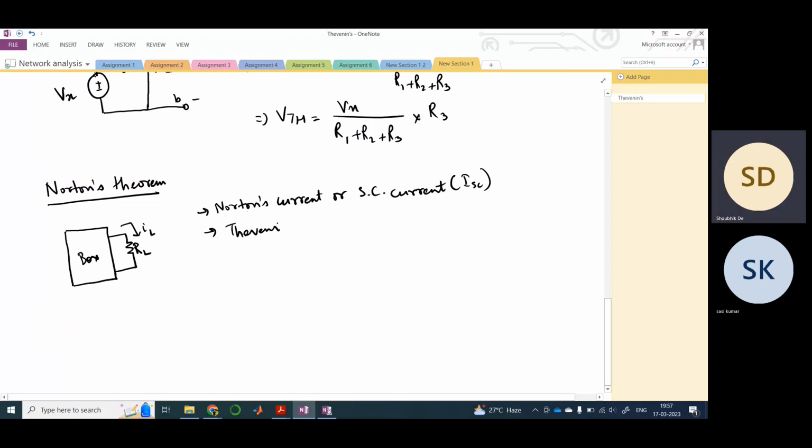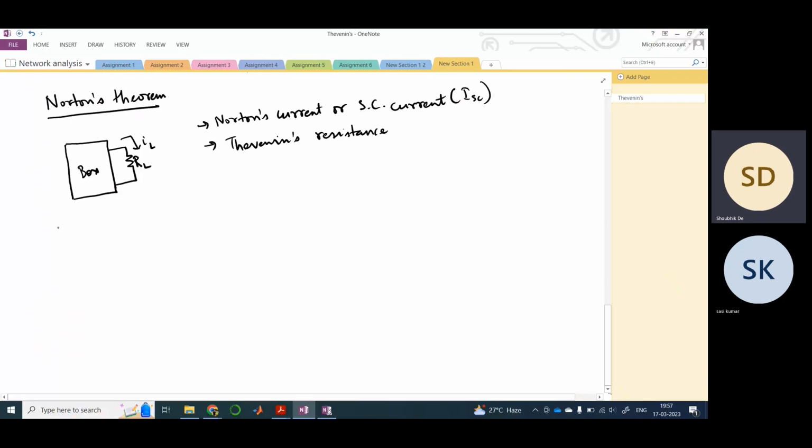Secondly, we also need to calculate Thevenin's resistance here. The approach to calculate Thevenin's resistance is the same as what we saw previously. But if you want to calculate the short circuit current, you need to short this resistance here. You need to short the RL, and then calculate ISC.